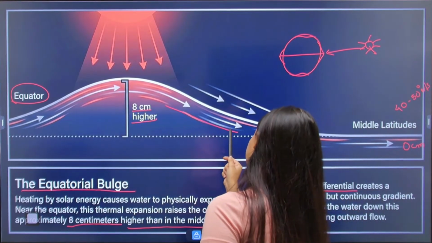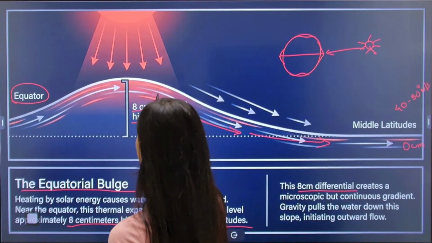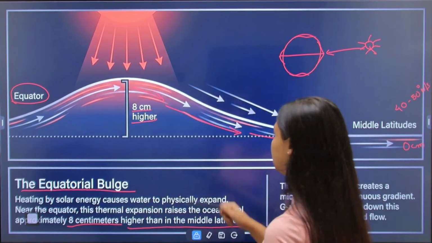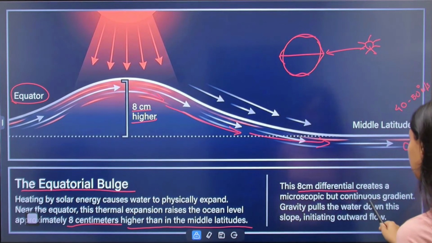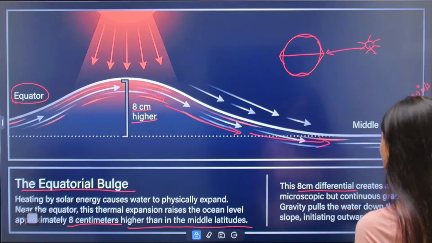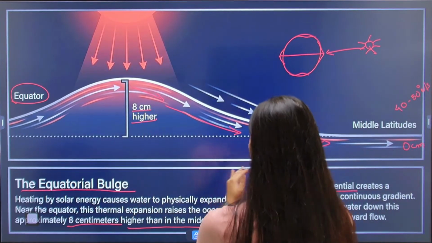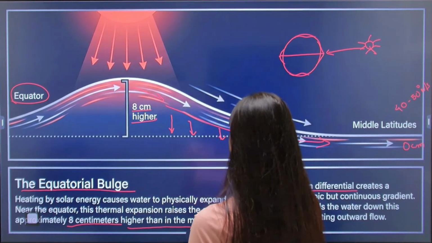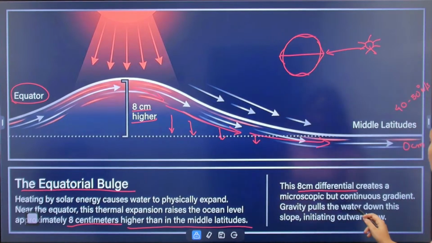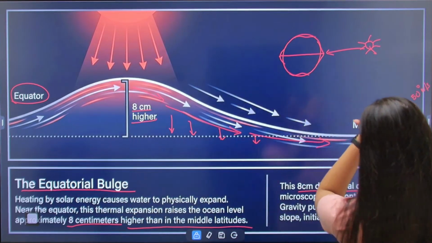Can you see this gradient? This is the gradient. Gradient is always created where there is some high point and low point. This is a high point, this is a low point, so there is a continuous gradient flowing here. Gravity pulls the water down this slope. Why is this water coming down towards the mid latitudes? Because gravity is pulling the water continuously, pulling the water down this slope, initiating the outward flow. So water will flow away from the equator.